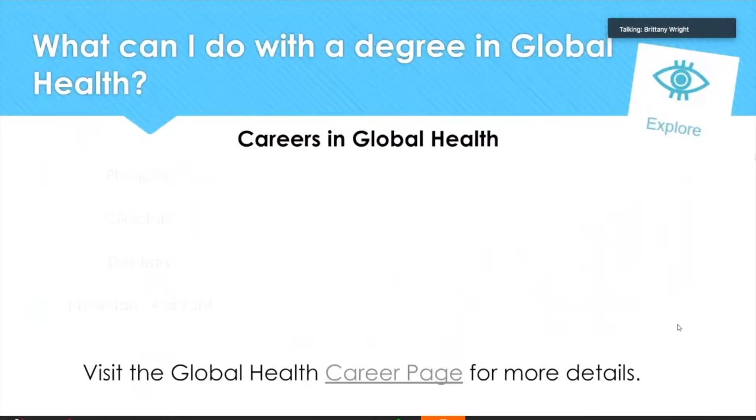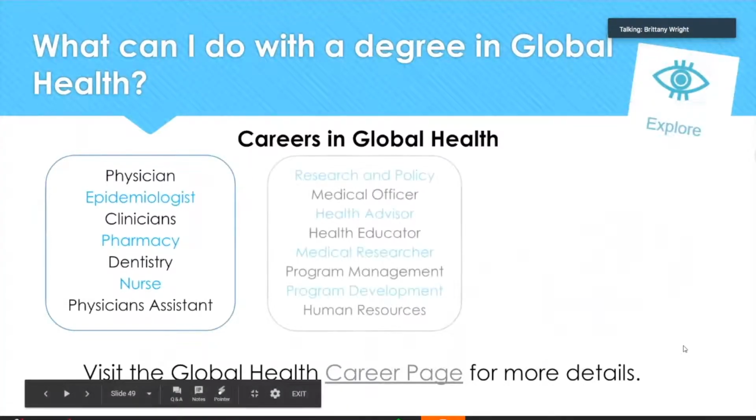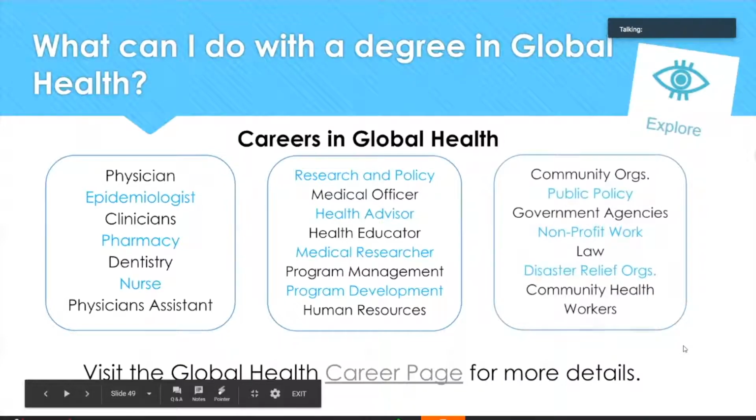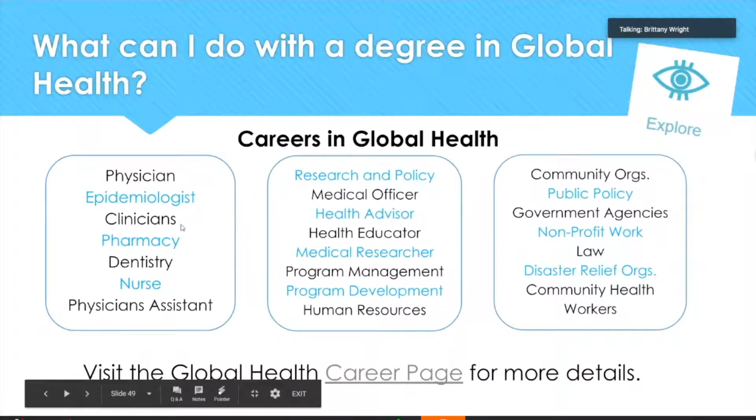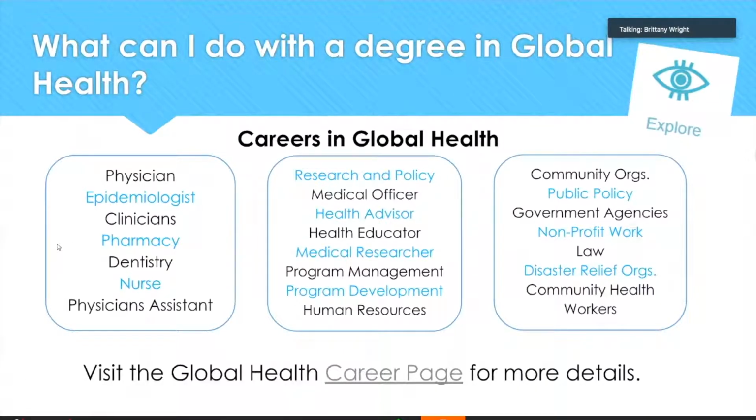Another question is what type of careers can you do with a degree in global health? Global health is a very diverse discipline. We have students who are going into the health route, such as being a physician, an epidemiologist, clinician, pharmacy, dentistry, nurse, or PA. And we also have students who are interested more in research and policy, or being a medical officer, working with the World Health Organization, or a health advisor or educator. We also have students interested in medical research or program management.